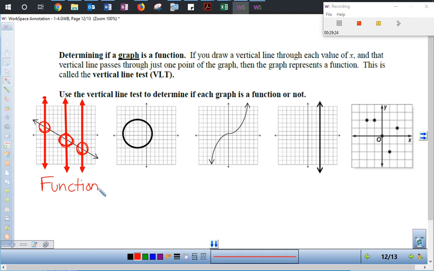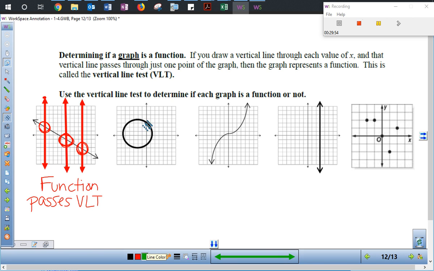And my reason being is because it passes the vertical line test, which we can abbreviate as VLT. Okay? Now, to prove that it is a function using the vertical line test, I require at least 3 vertical lines drawn to show that it crosses in one spot each time. So again, to use the vertical line test and to prove that it's a function, you have to draw at least 3 vertical lines.